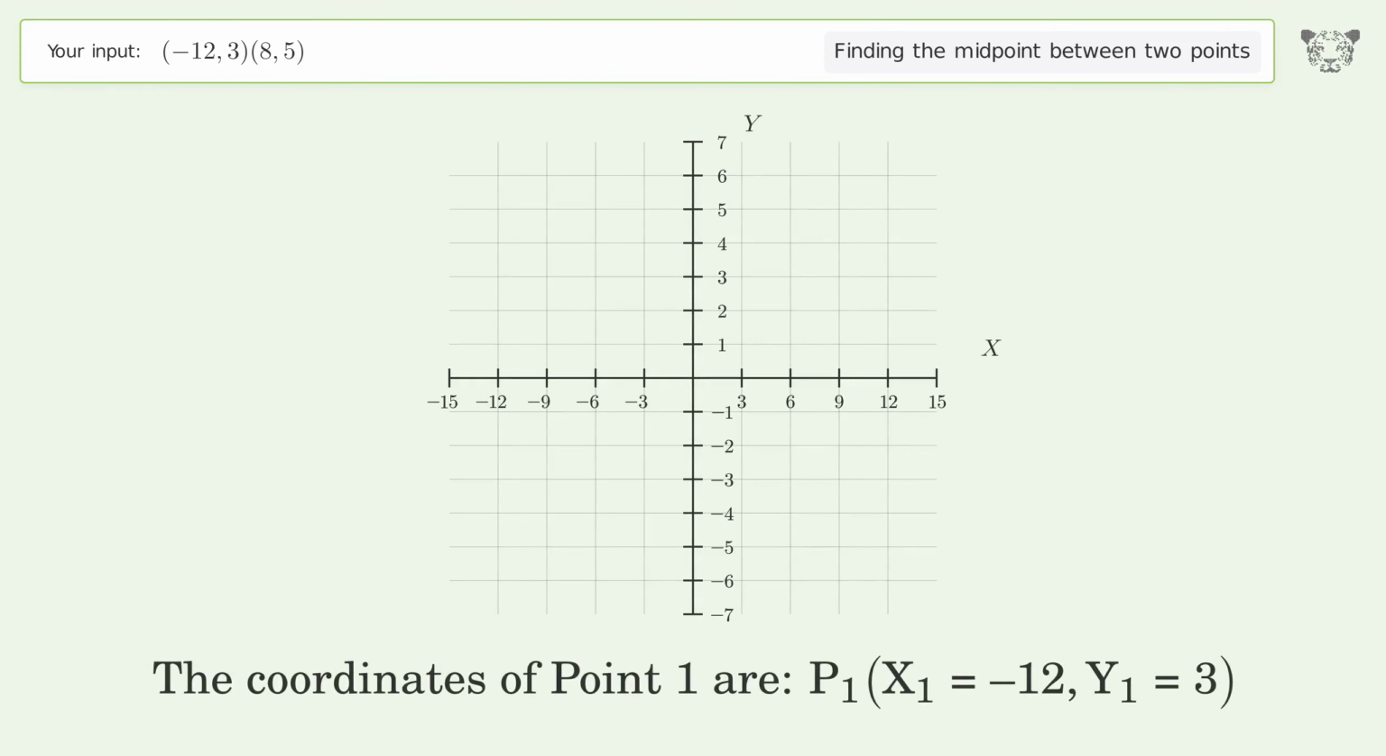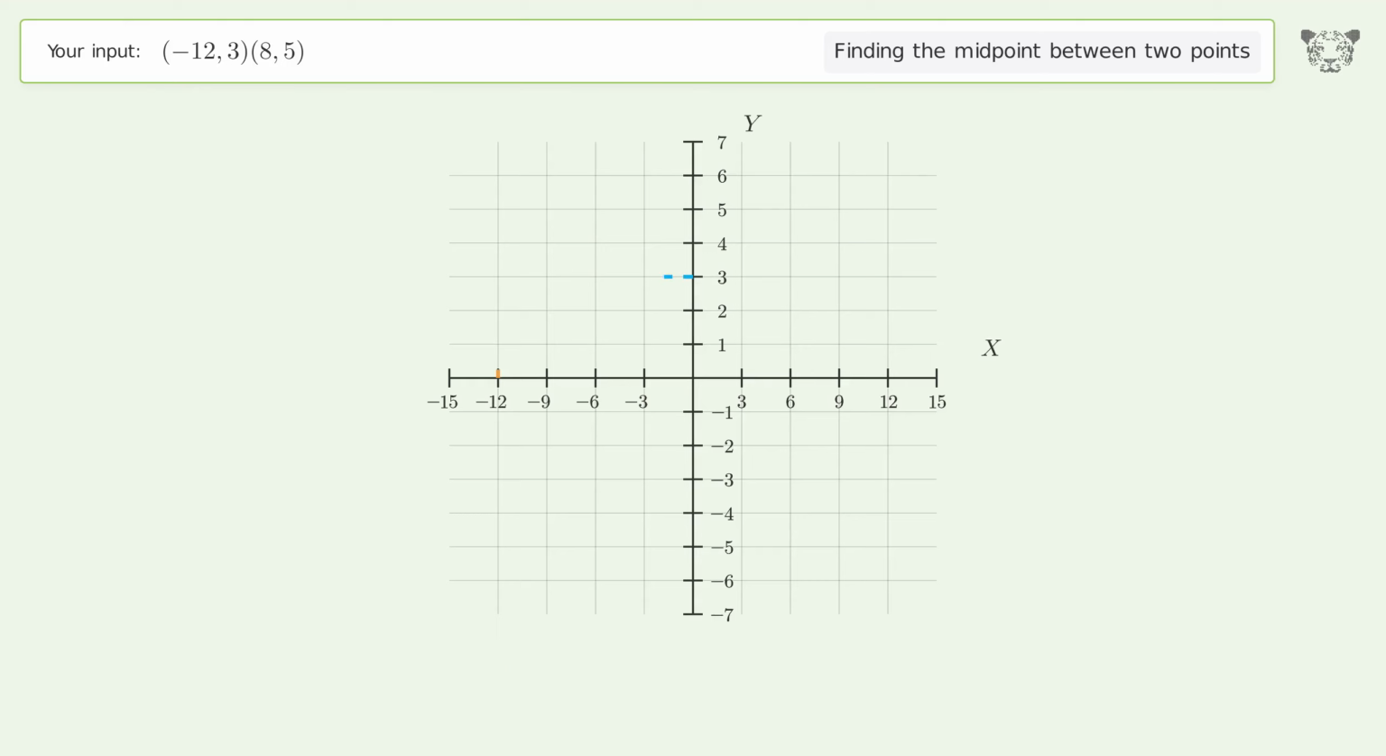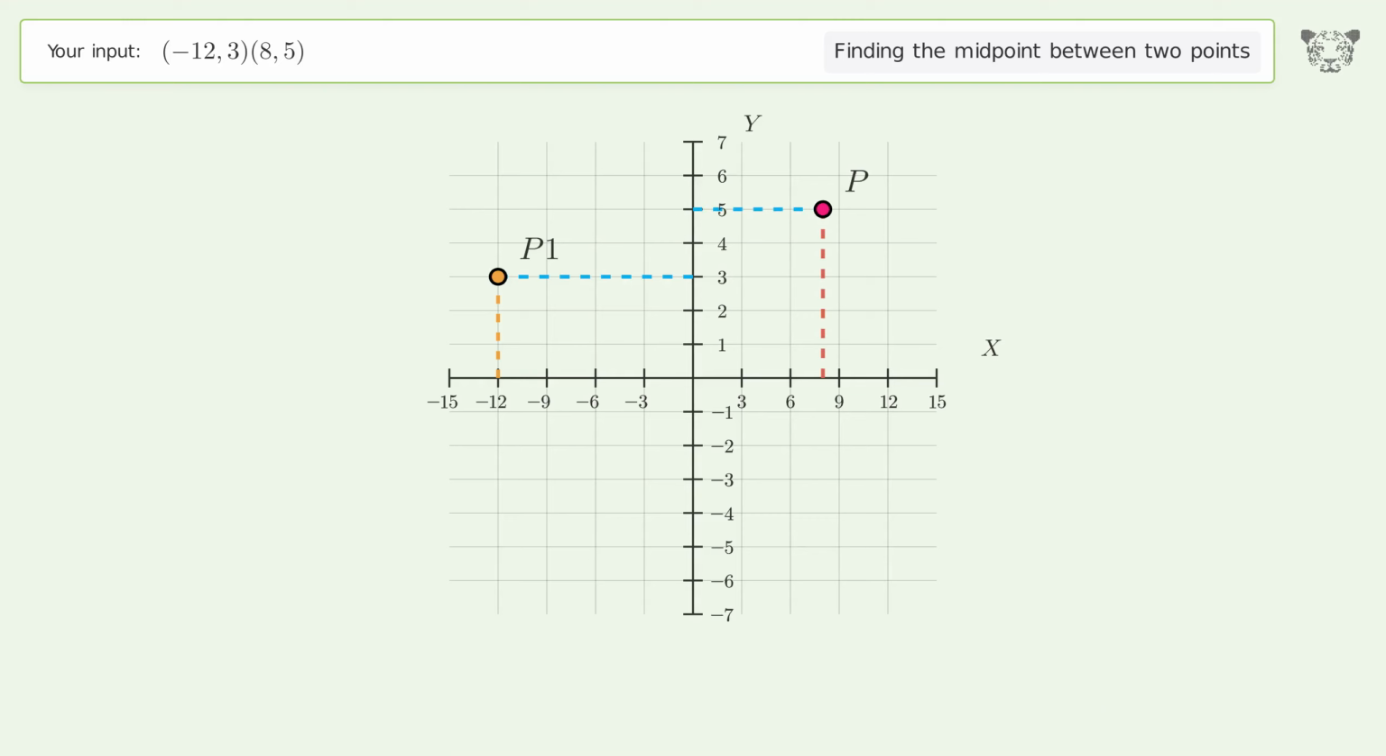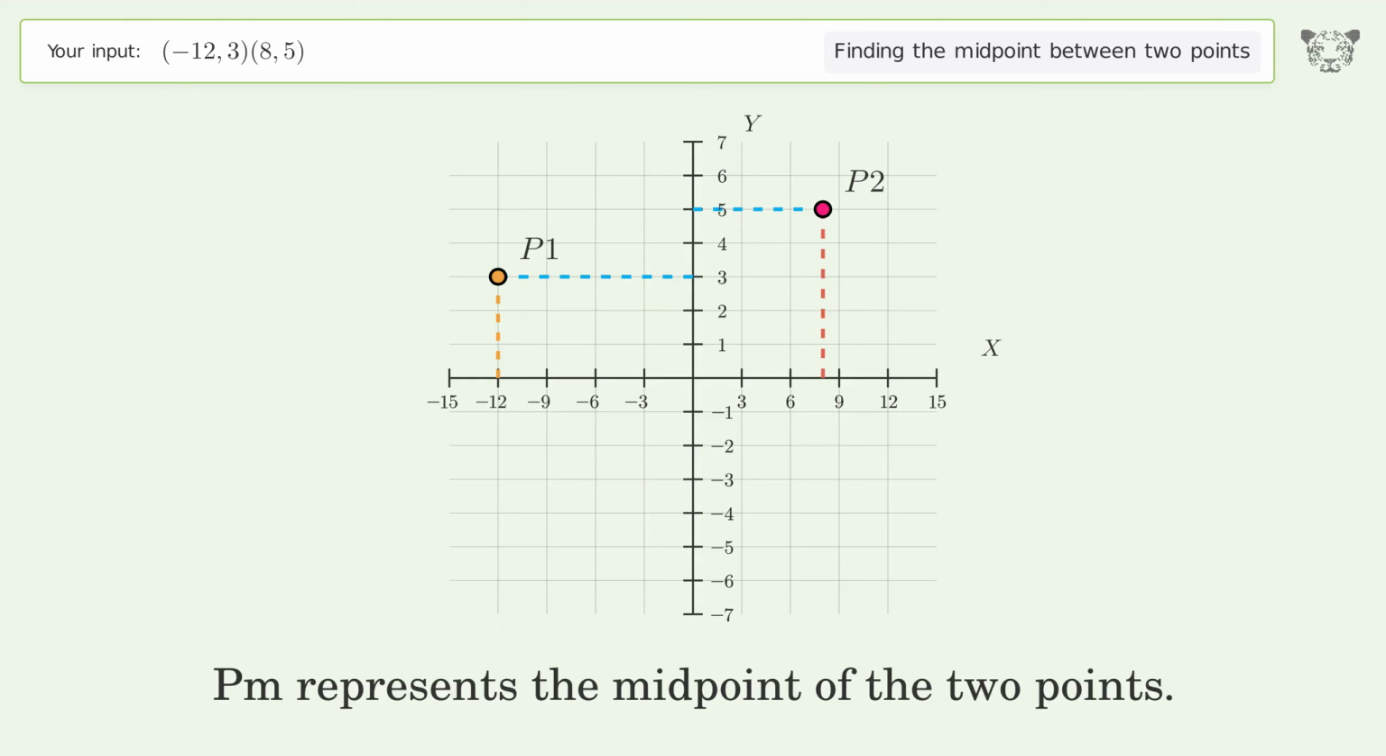The coordinates of point 1 are x1 equals -12, y1 equals 3. The coordinates of point 2 are x2 equals 8, y2 equals 5. PM represents the midpoint of the 2 points.